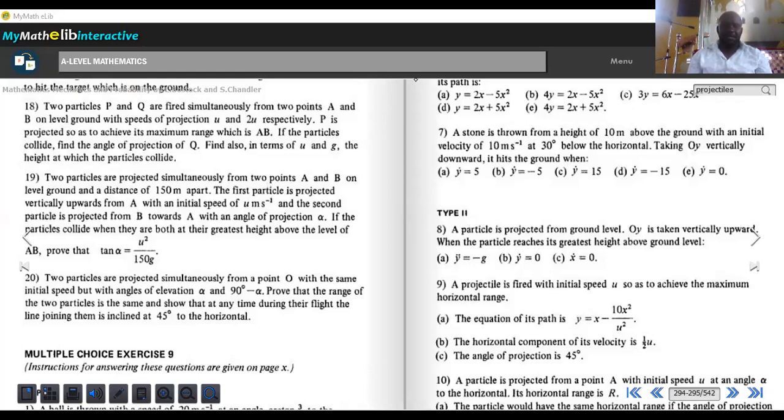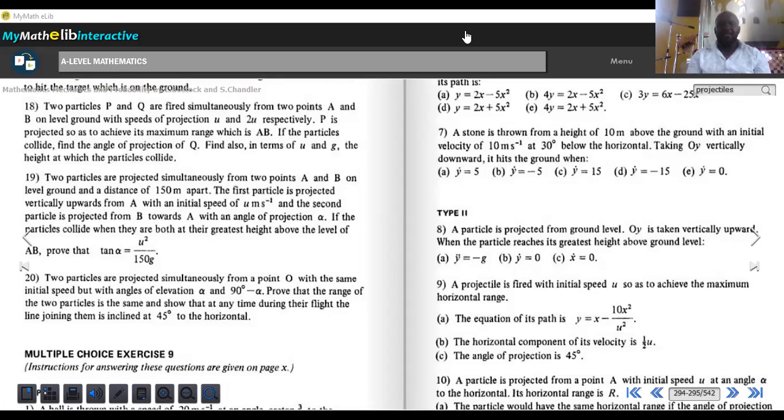Cynthia, read for us number 18. Two particles P and Q are fired simultaneously from 2 points A and B on level ground with speeds of projection U and 2U respectively. P is projected so as to achieve its maximum range, which is AB. If the particles collide, find the angle of projection of Q. Find also in terms of U and G the height at which the particles collide.